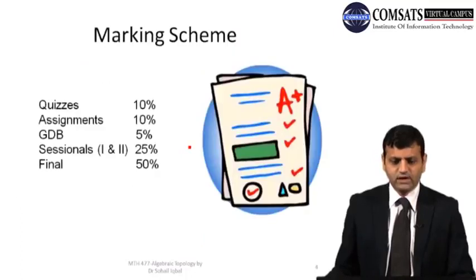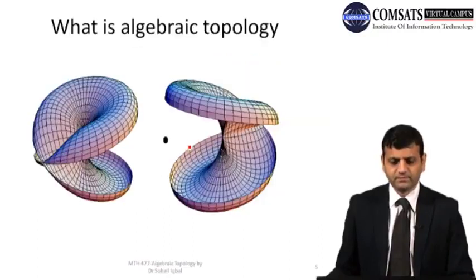So this is going to be your marking scheme throughout this course. For quizzes we have 10%, for assignments we have 10%, and for GDBs we have 5%. Sessionals will be marked and their weightage will be 25%. The final will be 50% weightage.